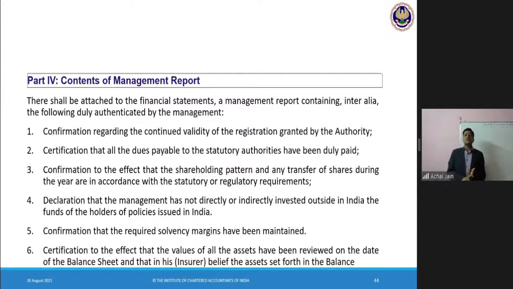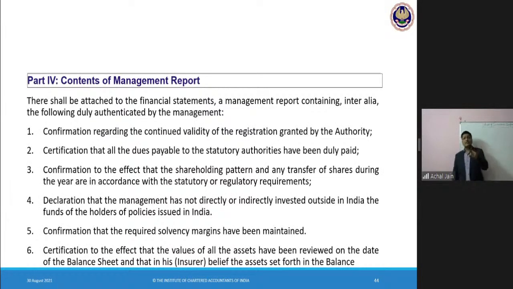Now, if the insurance business has been going on, it can definitely be understood by anybody that the registration of this insurance company will be a valid registration. And its validity is also approved. Wherever any renewals were required, it would have been obtained. The company would have been paying its dues to the statutory authorities regularly, on time. All sort of regulatory compliances would have been taken care of by the company. Anybody would generally understand this.